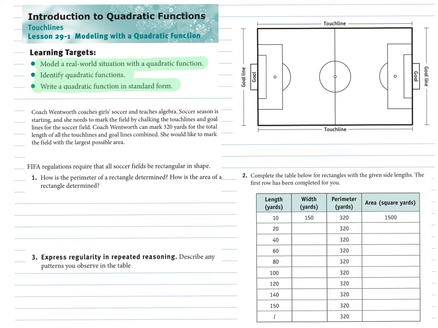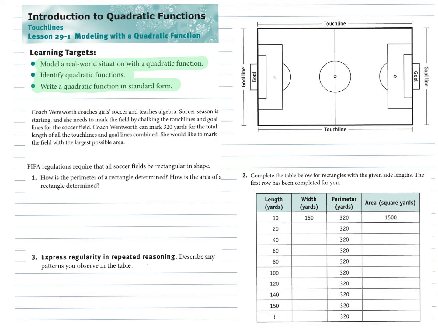So let's go ahead and read our background story problem. Coach Wentworth coaches girls soccer and teaches algebra. Soccer season is starting, and she needs to mark the field by chalking the touch lines and goal lines for the soccer field. Coach Wentworth can mark 320 yards for the total length of all touch lines and goal lines combined. She would like to mark the field with the largest possible area. As we can see, I have the picture that we're going to be visualizing right here with our goal lines and our touch lines. It says FIFA regulations require that all soccer fields be rectangular in shape.